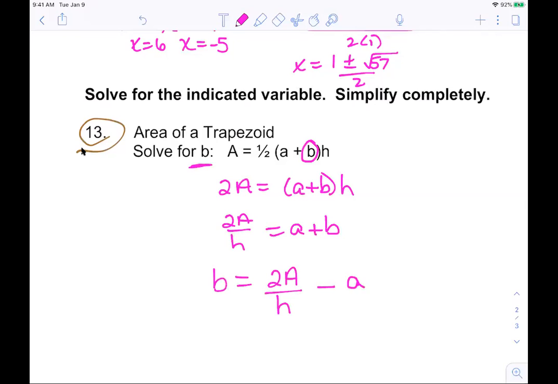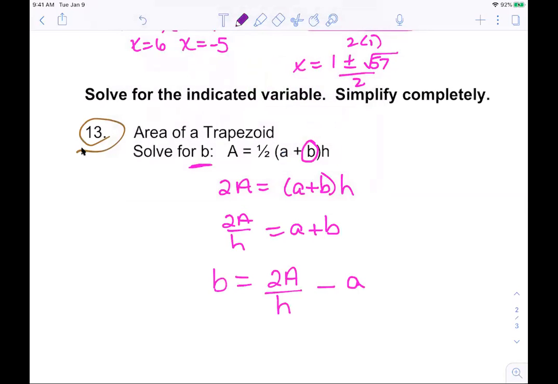Remember, a trapezoid has a pair of parallel lines, so A and B would represent the two different bases. So now I have B equals 2A over H, and then minus A. And so far, everything is correct here. You got B by itself. You solved for the indicated variable.